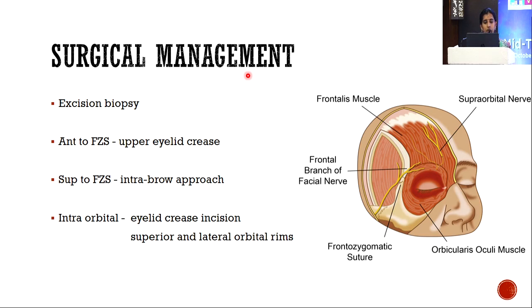But here the most important thing is where the incision has to be given. If the mass is anterior to the frontozygomatic suture, usually the upper lid crease incision would suffice, which usually gets camouflaged. If the mass is superior to the frontozygomatic suture, a suprabrow or infrabrow approach. For intraorbital masses, instead of an eyelid crease incision, I usually do a lateral approach. In case the mass is in the lateral orbit between the lateral rectus and the lateral rim, we usually do a lateral canthotomy with cantholysis.